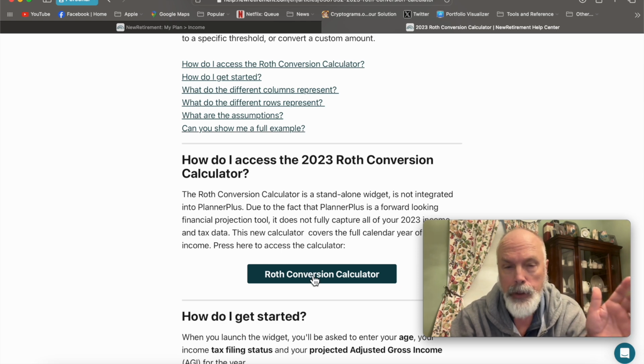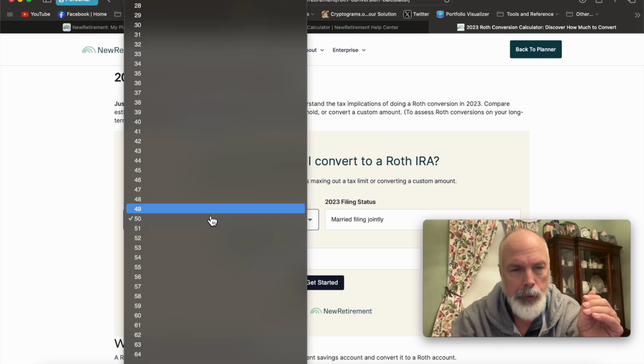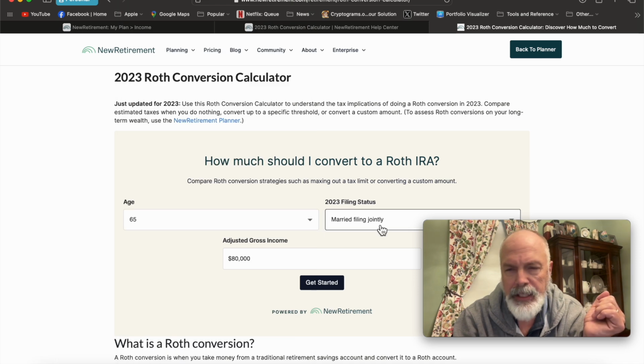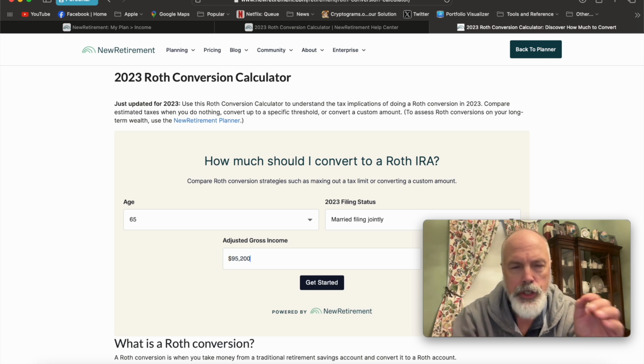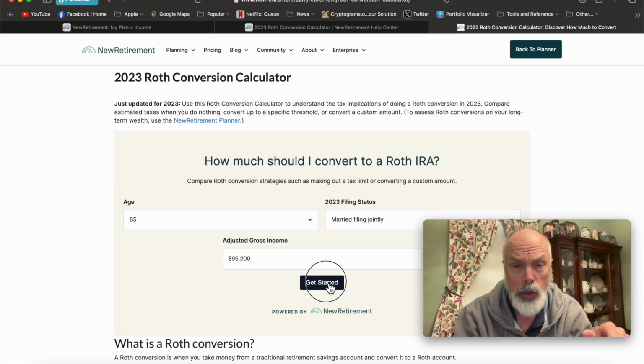Go to it here. This will show you an engine that you'll have to populate each time. So you'll have to adjust this. And I'm going to go ahead and adjust this to pull this up, married filing jointly. And we said that the AGI of 95,200 as in our example. And let's get started and see how this works.